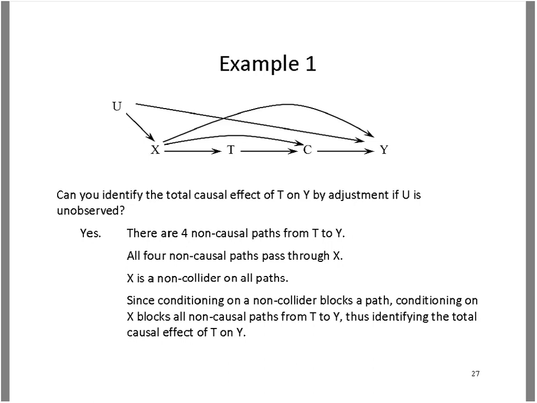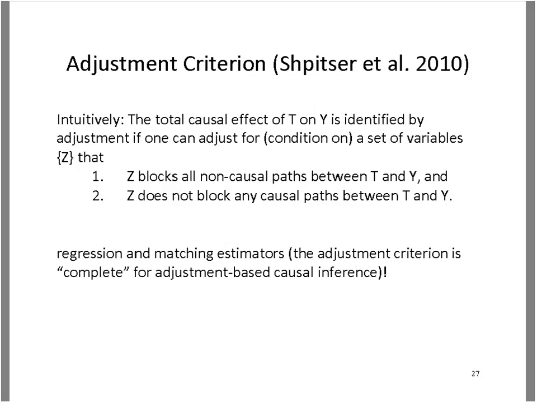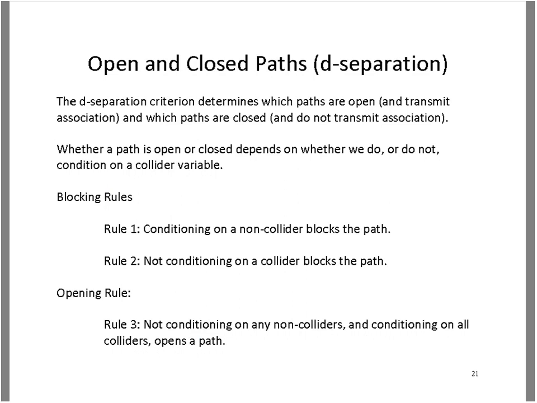And then there are 4 non-causal paths: T to X to U to Y, T to X to Y, T to C to X to Y, and T to C to X to U to Y. So there are 4 non-causal paths. You'll note that all 4 of these non-causal paths pass through X. And X is a non-collider on all of these paths. Now, if you recall from a few slides before, conditioning on a non-collider blocks a path.